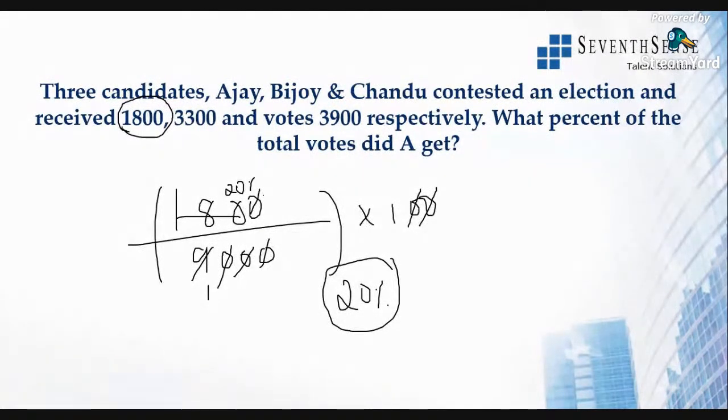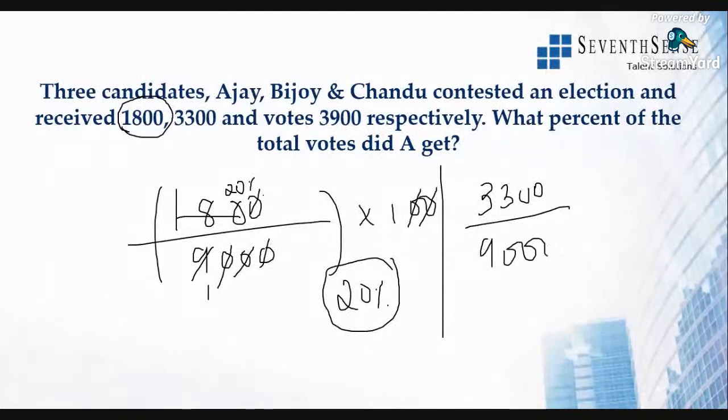All right, can you all tell me what is the percentage of votes of B? We have Vishal, Prajwal, and Madhu who are responding. Find out what percent of total votes B got. So that will be 3300 divided by 9000 into 100. So the zeros get cancelled.